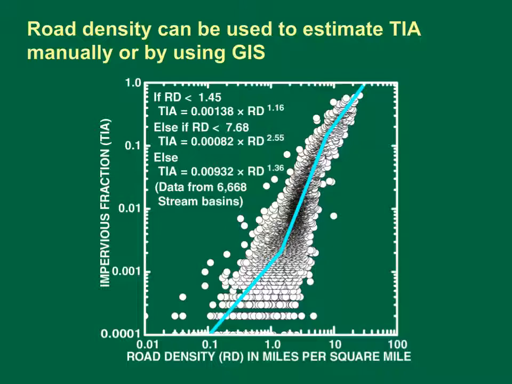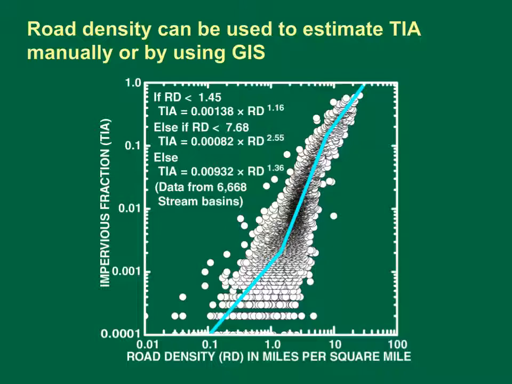Although there is substantial uncertainty in road density-based estimates of TIA, especially in rural areas, the graphs showing the relation between TIA and storm flow properties are not sensitive to variations in TIA estimates when TIA is low.